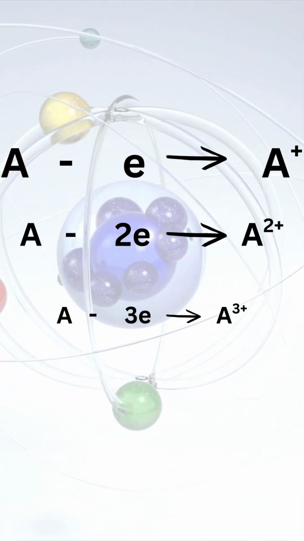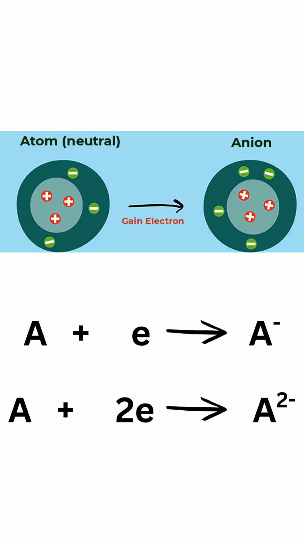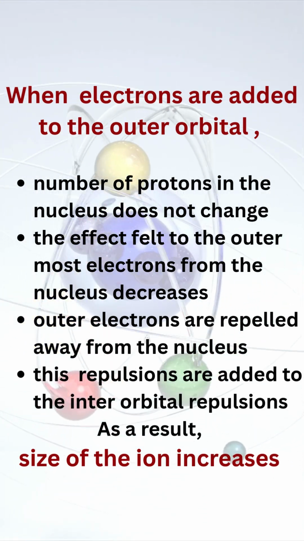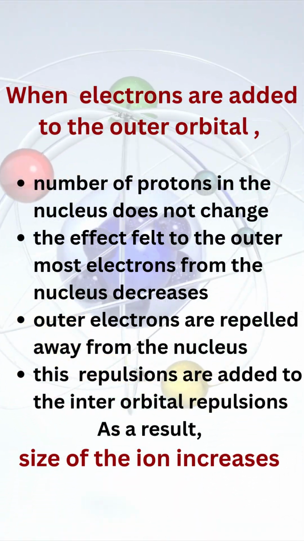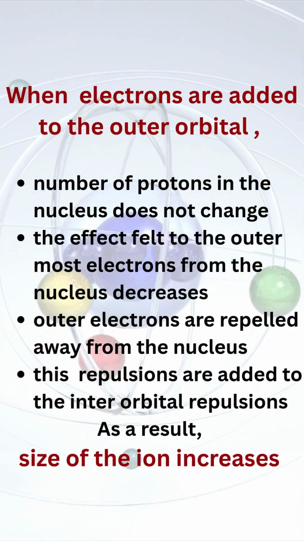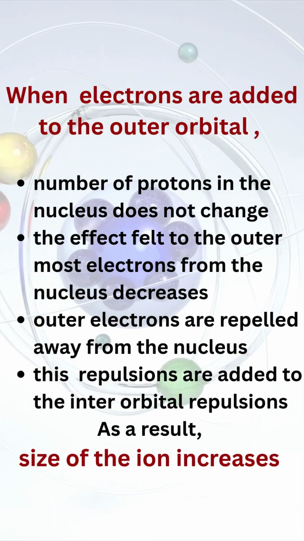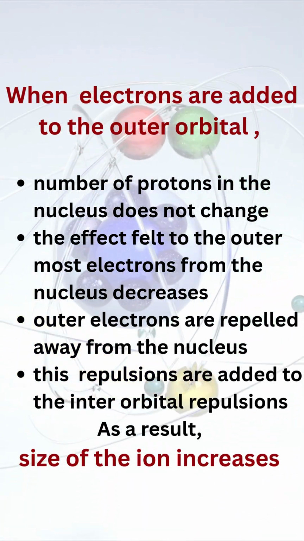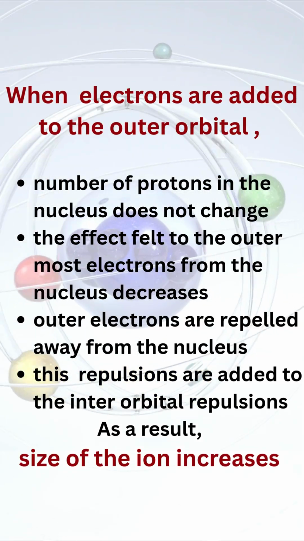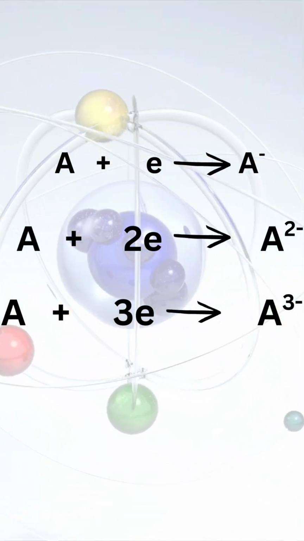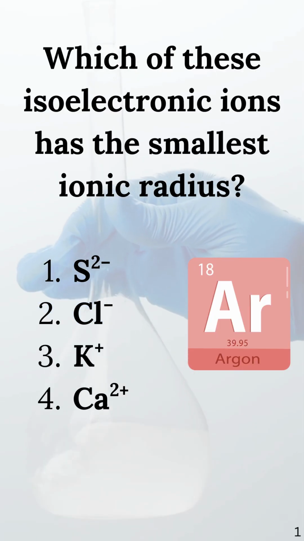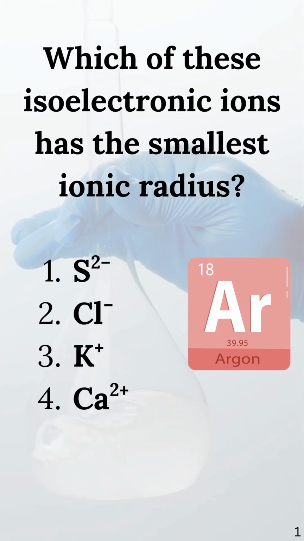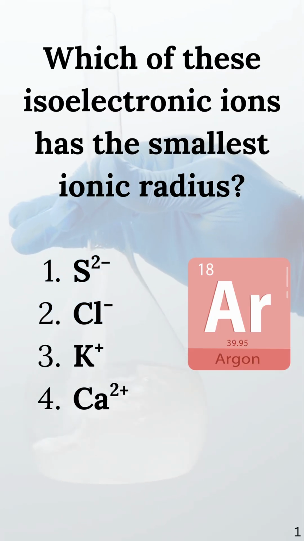When electrons are added, anions form. They have extra electrons, so electron-electron repulsion increases. This repulsion pushes the outer electrons further away from the nucleus. At the same time, the nuclear pull per electron is weaker, so anions become larger than their neutral atom, and the higher the negative charge, the bigger the size. That's why among these isoelectronic ions, the calcium 2+ ion is the smallest.